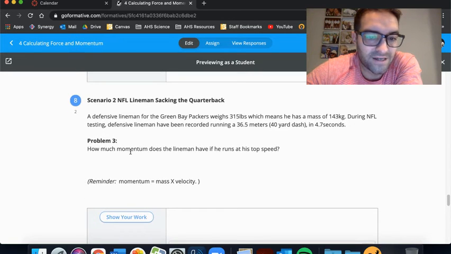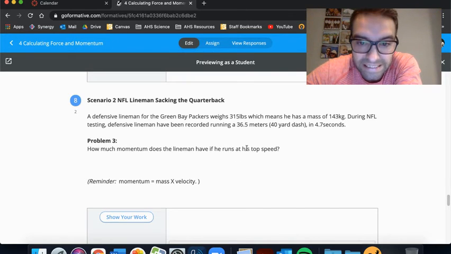Problem 3. How much momentum does the lineman have if he runs at his top speed? So we can calculate the velocity. And again, that should be a meters per second. So you do have to divide this to get that velocity times the mass to get the momentum.